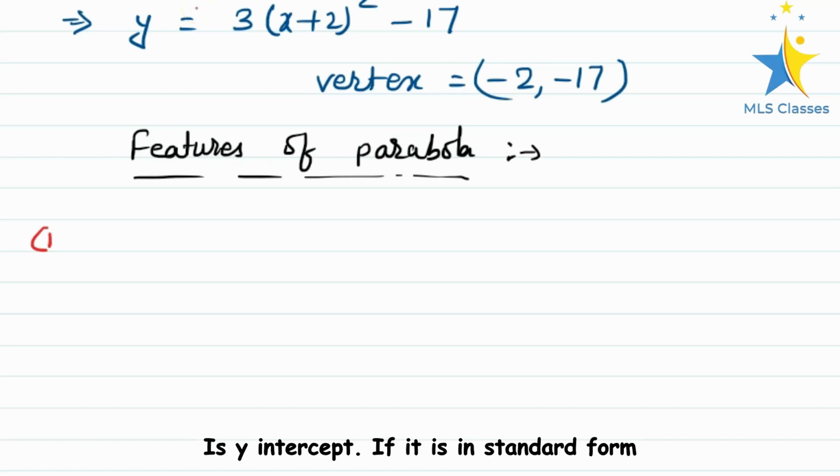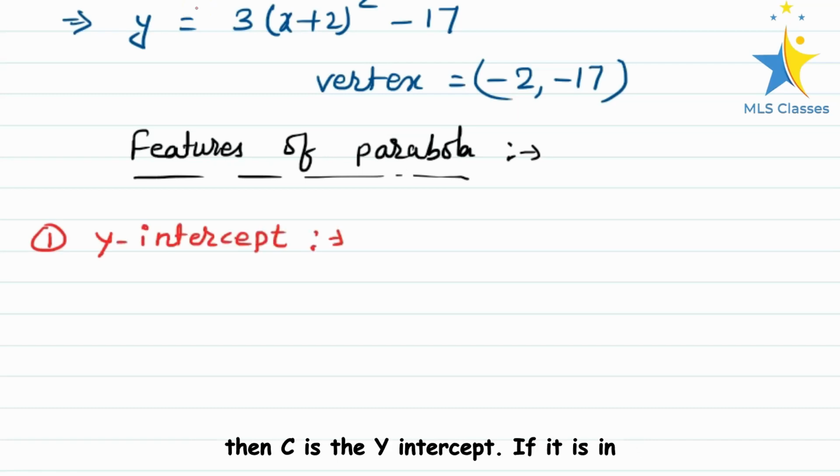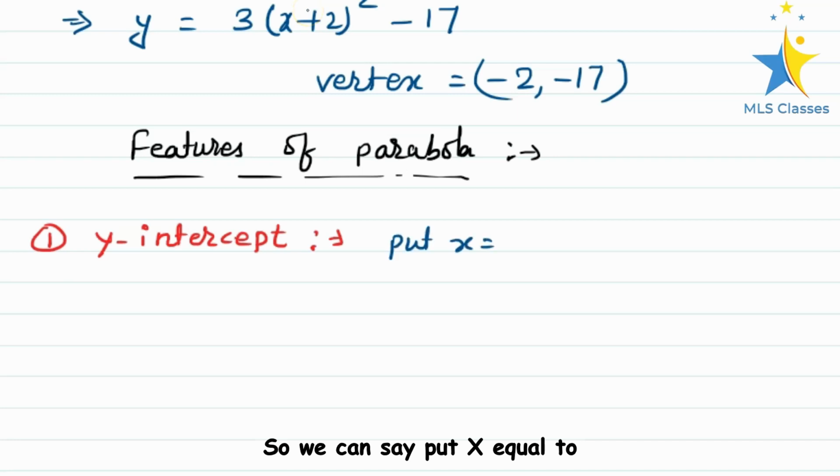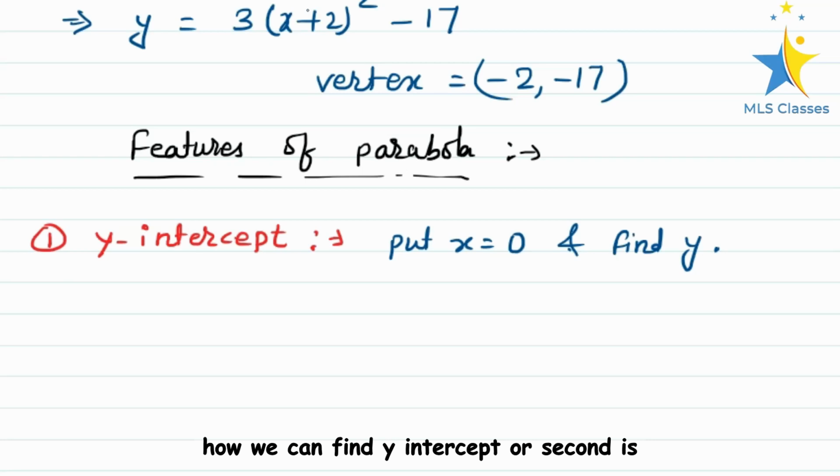So first is the y-intercept. If it is in standard form, then c is the y-intercept. If it is in vertex form, then we need to put x equal to 0. If it is in factored form, then also we need to put x equal to 0. So we can say, put x equal to 0 and find y. That is how we can find the y-intercept.